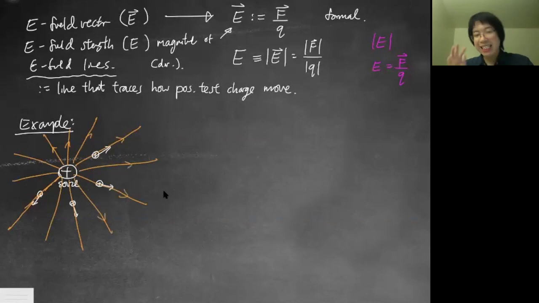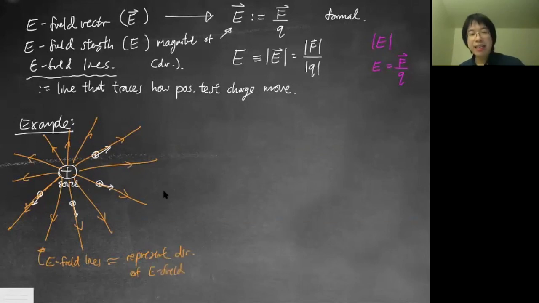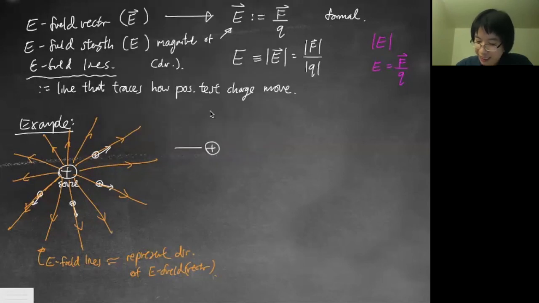So it represents the electric field. It represents the direction of the electric field. These are electric field lines. What they do is they represent the direction of the electric field vector, if you want. And to draw them, you basically ask yourself, how will a positive test charge move? And then you draw the line that traces it out, okay? So just to redraw this for a positive charge, let me redraw it in a prettier way. This is how the electric field lines look.